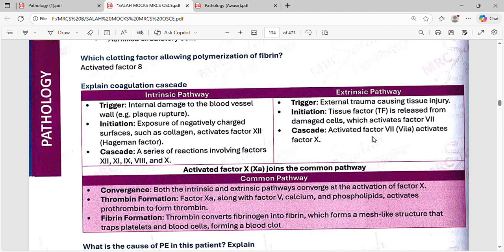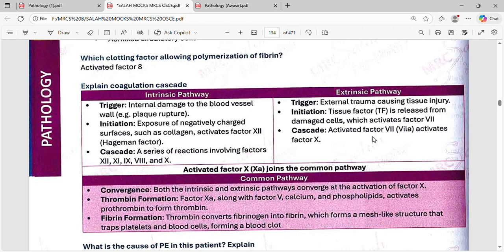The intrinsic pathway is the internal damage to the blood vessel wall, such as plaque rupture, and the extrinsic pathway is external trauma, as the name shows, external trauma or tissue damage. This tissue damage results in the release of tissue factor from the damaged cells, which activates factor 7. Factor 7 then activates factor 10.